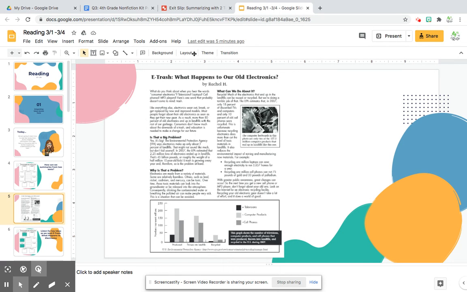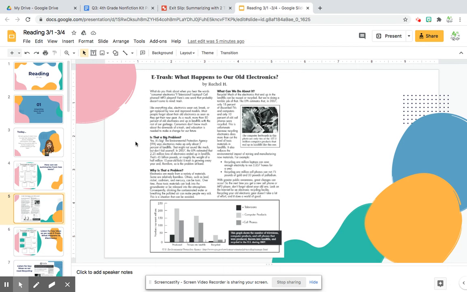So already it's grabbed my attention here. I can see that we're going to be talking here about what we do with our old electronics. Now look here. The first heading says, is that a big problem? Let's see if we can find a key detail that we can pull out of here to add to our graphic organizer.